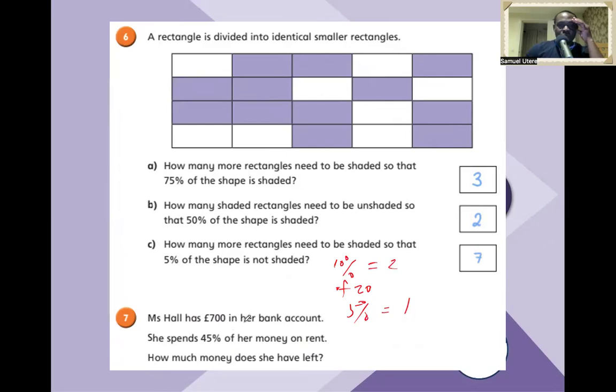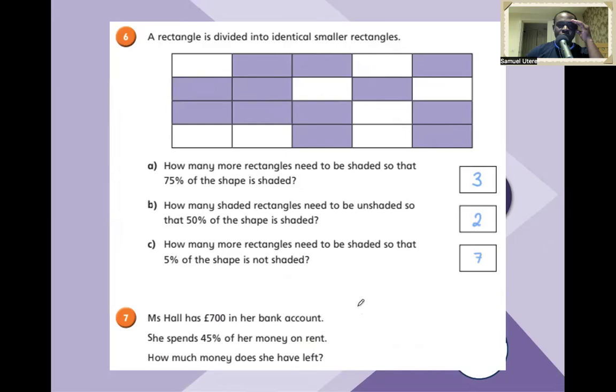And then here, Mrs. Hall has 700 pounds in her bank account. She spends 45% of her money on rent. How much money does she have left? We use, again, our mental method to solve a problem like this. For 45%, we can do different things. We can say, what if we find 50%, find 5%, and just subtract one from the other?